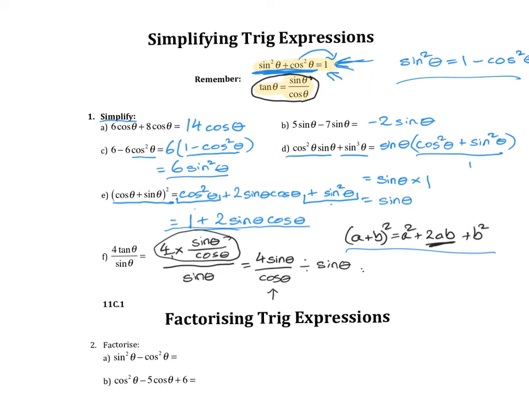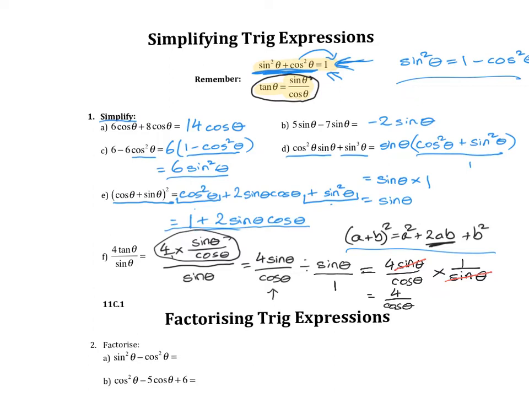Now that is the same as 4 sine theta over cos theta times 1 over sine theta. Because dividing by sine theta is the same as dividing by sine theta over 1. If I divide by that fraction, I'm multiplying by its reciprocal, which is 1 on sine theta. Hopefully now you can see that sine theta here and sine theta here cancel out. So we get 4 times 1 is 4 over just cos theta.